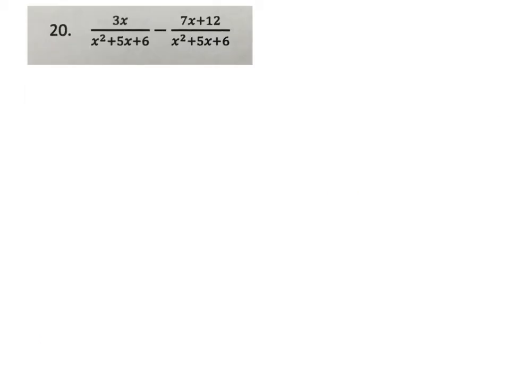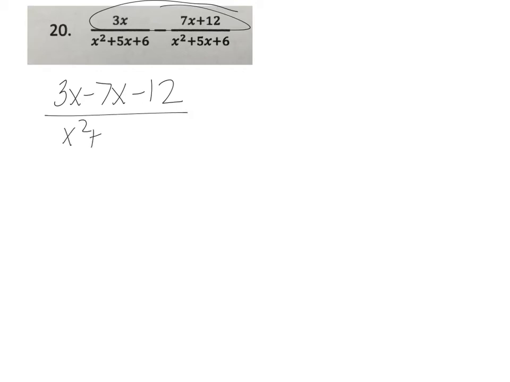Okay, number 20. We already have a common denominator, and this was commonly missed on the quiz. We missed this because we tried to factor everything, and if I already have the common denominator, my first step is to just subtract my numerators. So 3x minus 7x minus 12, distributing the negative to both the 7x and the 12, over x squared plus 5x plus 6. That's negative 4x minus 12.